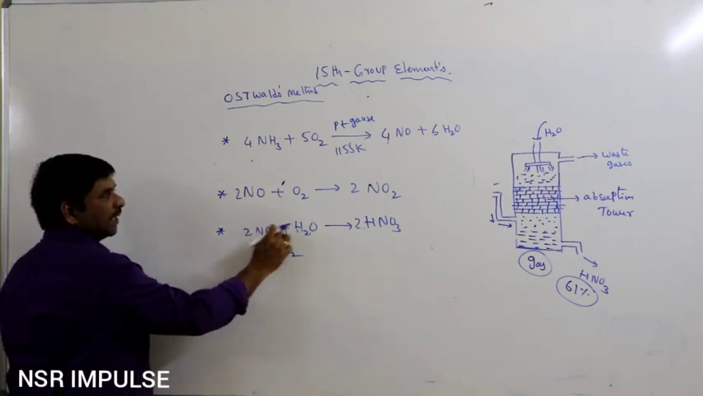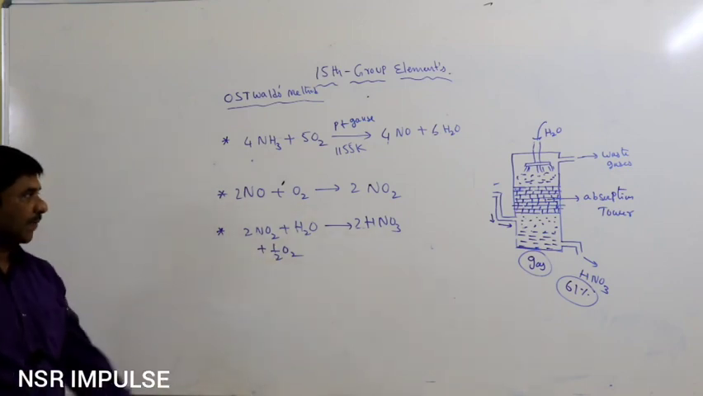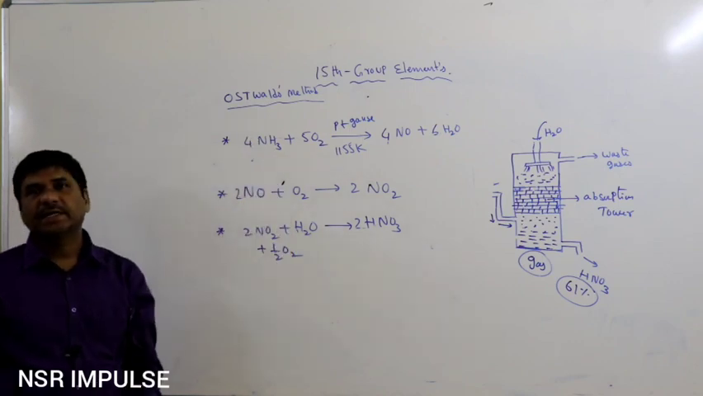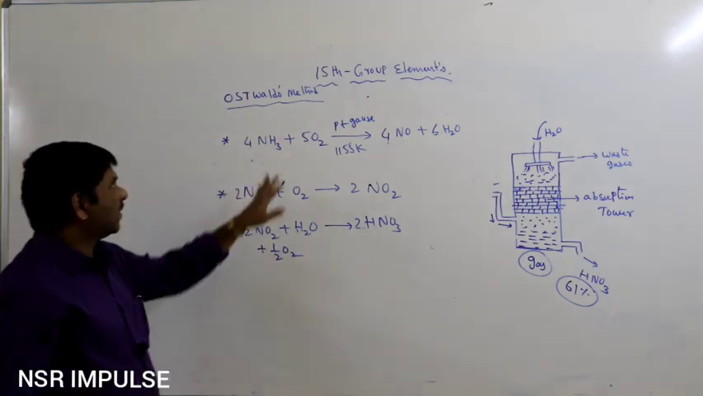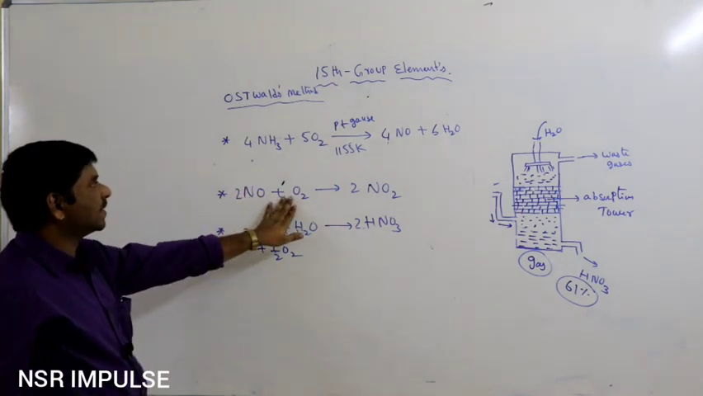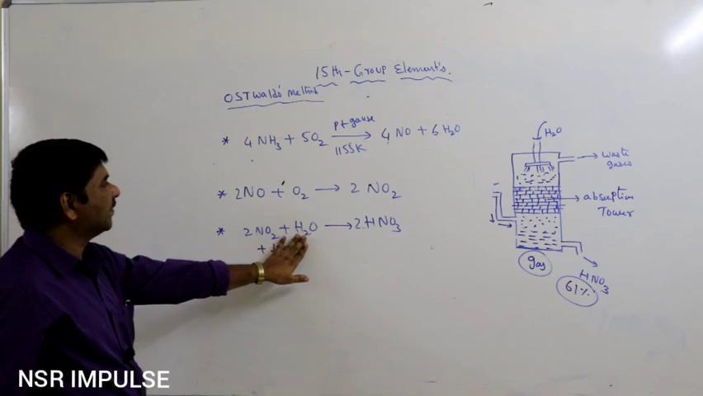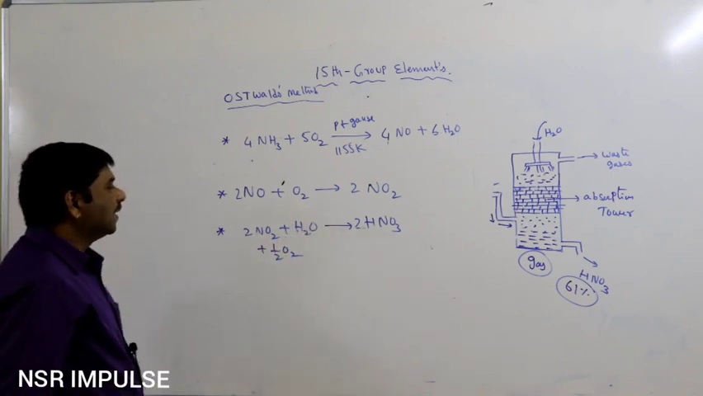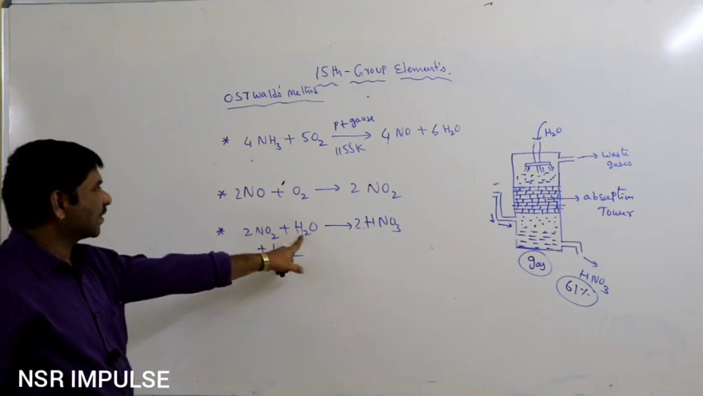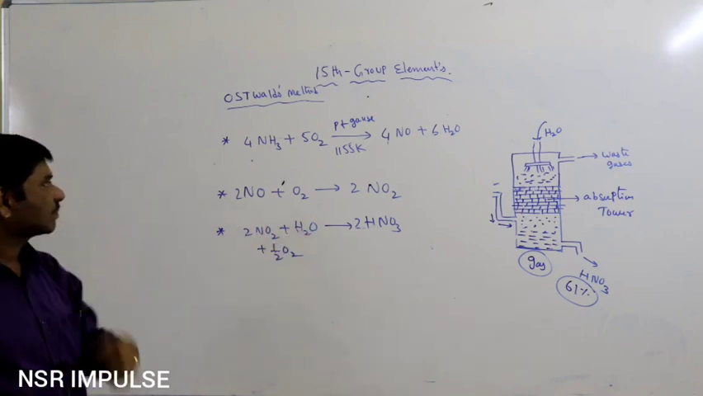Okay, so nitrogen dioxide, water, nitric acid with oxygen. They are the chemical reactions involved in Ostwald's process. First, ammonia with oxygen gives nitric oxide, then oxygen gives nitrogen dioxide. This nitrogen dioxide reacts with water, and it can form nitric acid.